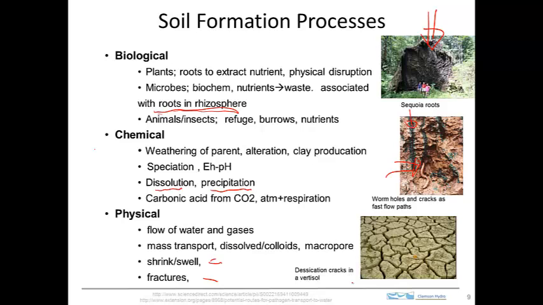Here are some cracks that have formed in the Vadose Zone, and pretty clearly, if you're interested in the flow of water and air through the Vadose Zone, then the presence of these cracks will play a big role.